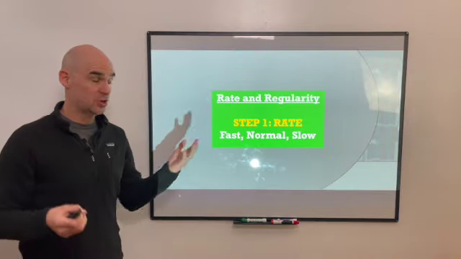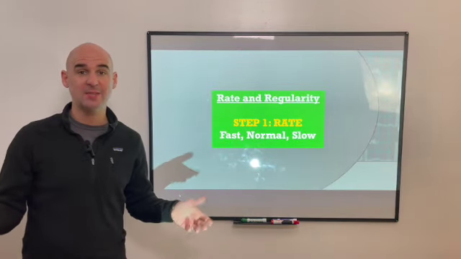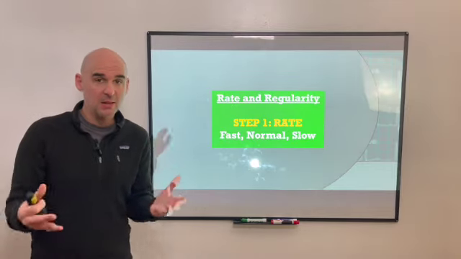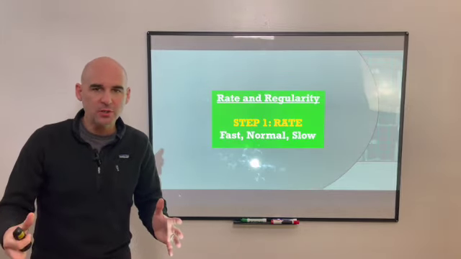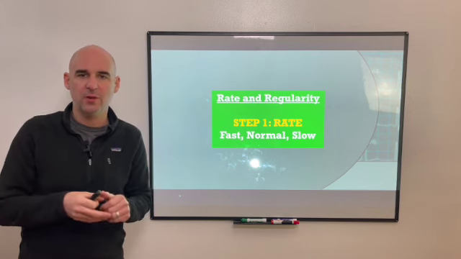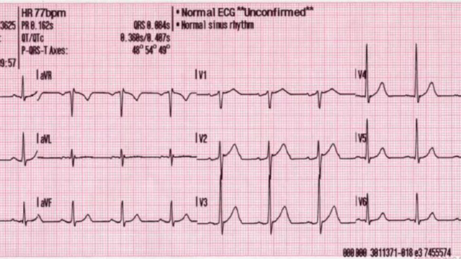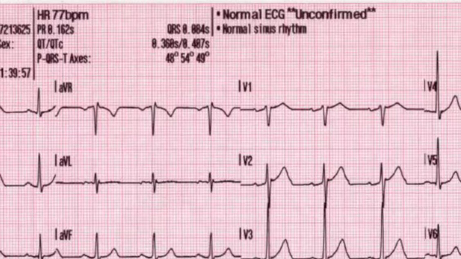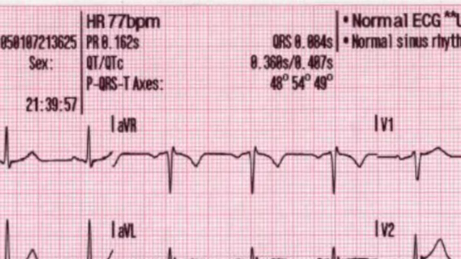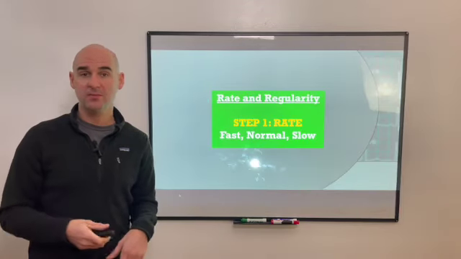All right, just as we say in the step, the first part is going to be rate. Immediately when we get that 12-lead, I want your eyes to go specifically to the rate that's written on the 12-lead. What we're trying to determine is: is the rate too fast, is it a normal rate for the patient, or is it too slow for the patient? And then we're going to make some determinations from that.